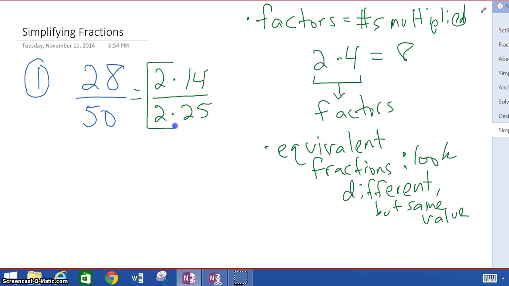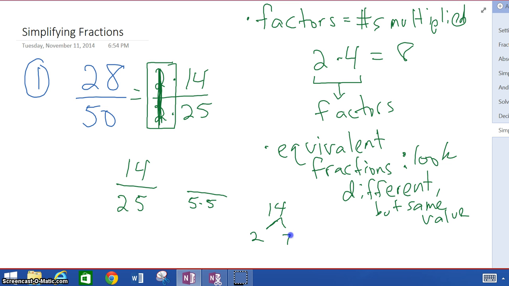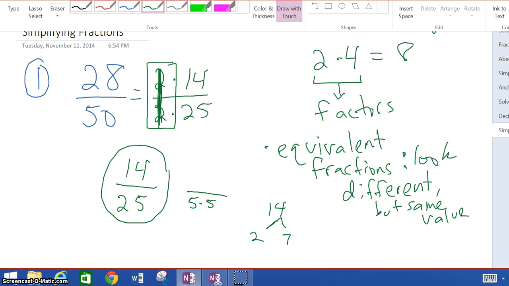So now we have that common factor. 2 divided by 2, remember, gives us the value of 1. Our leftover is the 14 over 25. Now a new vocabulary word for you is these numbers are said to be relatively prime when they have no more factors in common. So for example, the only factors of 25 are 5, and 5 is not a factor of the number 14. Remember our factor trees? So 14 over 25 is relatively prime, which is how we know it's in simplest form.